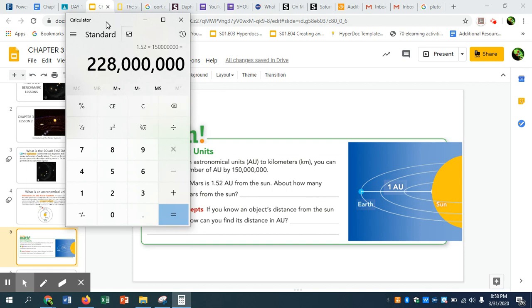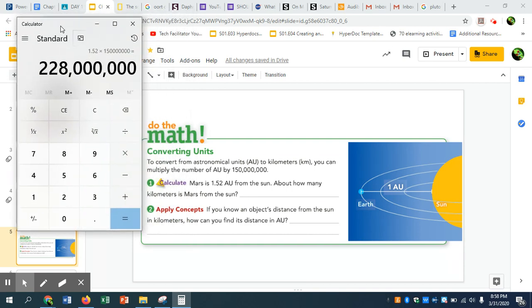The next question says, if you know an object's distance from the sun in kilometers, like Mars here in kilometers, how can you find its distance in AU? So we're going to backtrack. Quick question: what is the opposite of addition? Subtraction. What is the opposite of multiplication that we just did? Division. So we're going to do the opposite. We know Mars's distance from the sun is 228 million kilometers, so we divide that by 150 million.